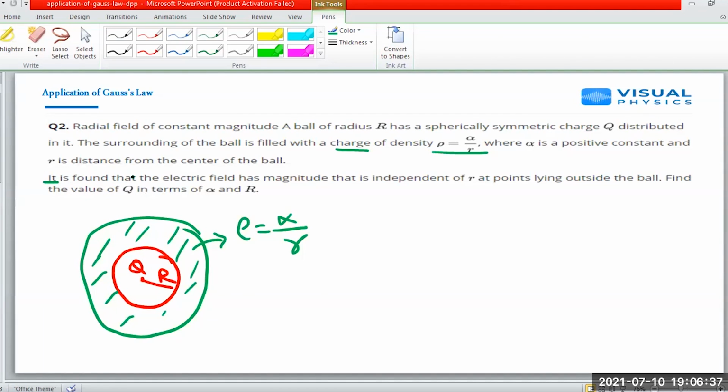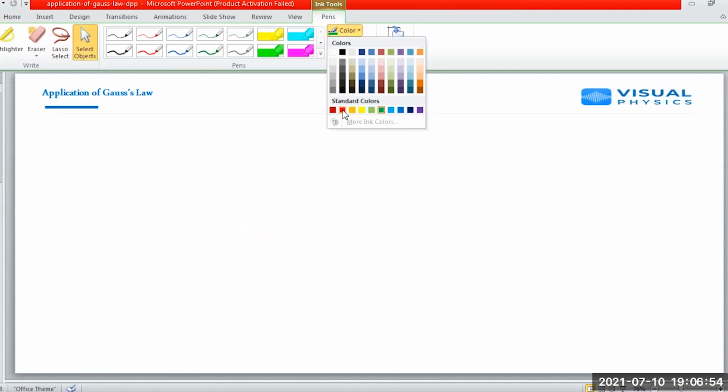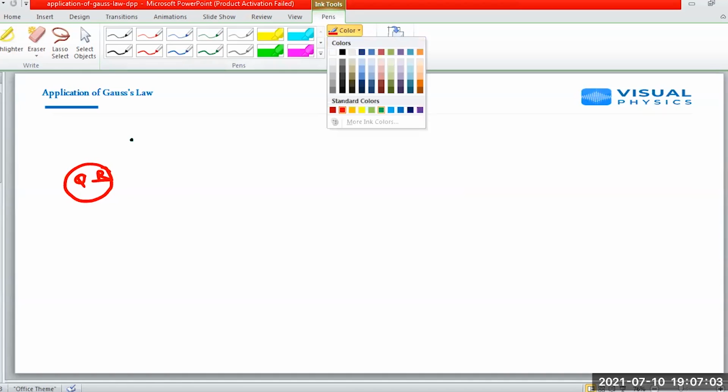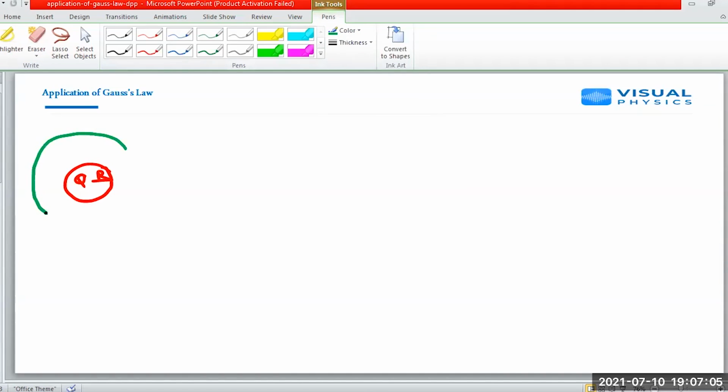Now it is found that the net electric field has magnitude independent of distance r at points lying outside the ball. So what does it mean? We have to find Q in terms of alpha and r. Let us solve this question. First, try to understand. Again, I am drawing. This is total charge Q of radius r, and another material is surrounding the sphere Q.